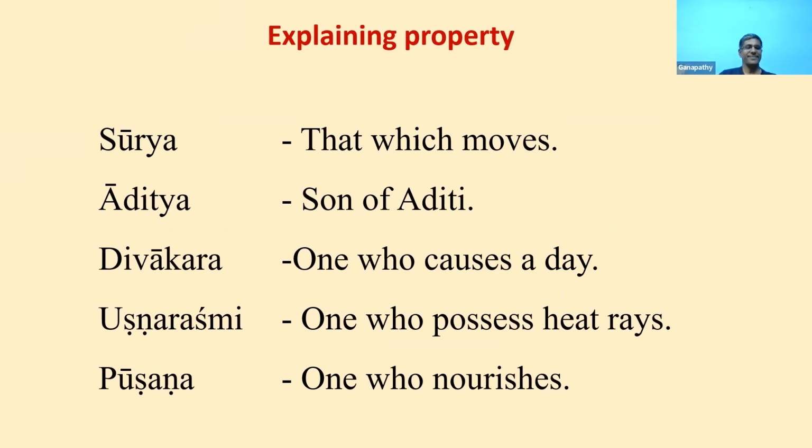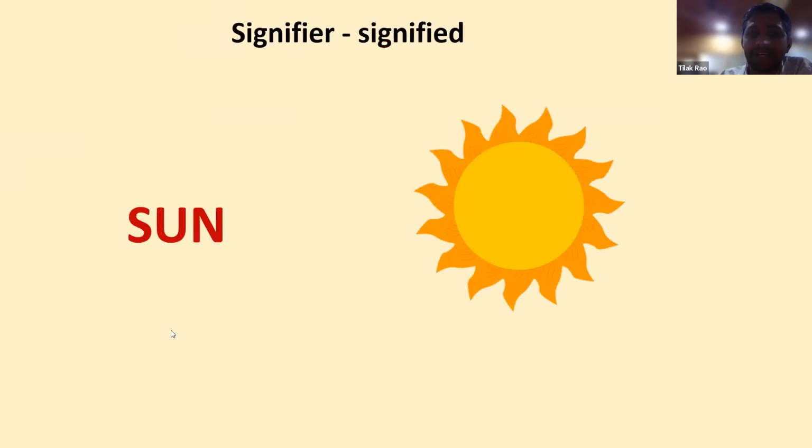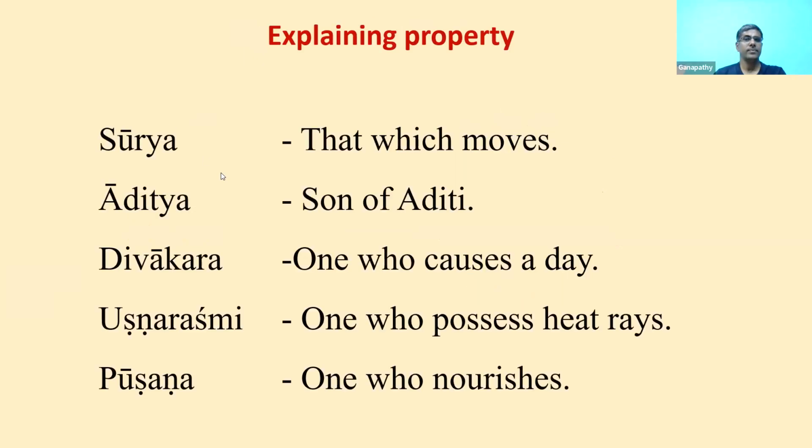So all Sanskrit words are like this only. In other languages, the signifying word means there is a word and it signifies some object. That is common. But in Sanskrit, the words explain some property of that object. Therefore, there are many words. For a single object, you will find many words in Sanskrit. And again, if you find some new property, you can create a new word.